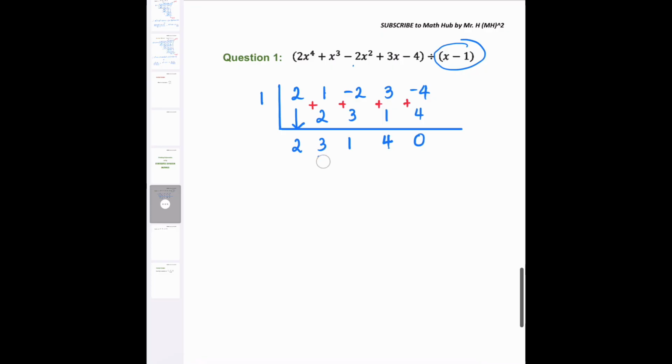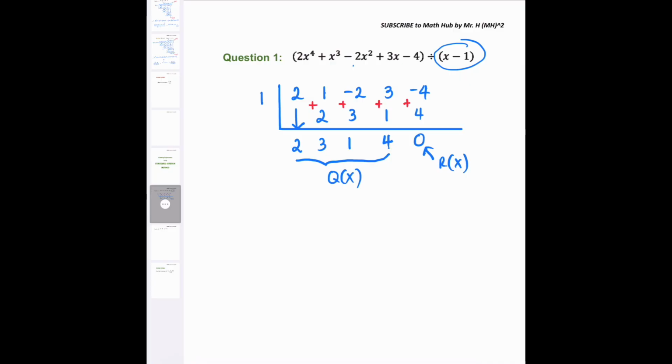And what do those numbers actually tell us? So from here, these numbers are the coefficients of our q of x. The last digit right here represents the remainder or the r of x. So since the number is 0, it's only telling us that there is no remainder.